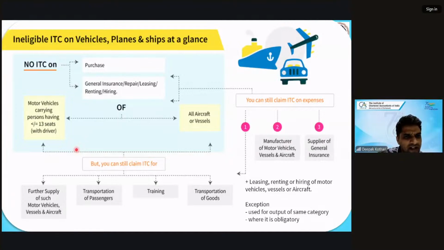There are two categories as exemption. Which two categories? One is this and the second is this. You can still claim ITC on expenses, that I'll come back to. Let us understand the first part.